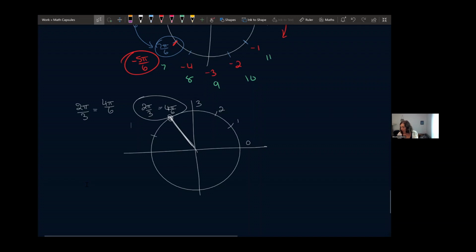So 4 pi over 6 is the same thing as 2 pi over 3, and I have located that. This is what I would suggest anytime you need to find a multiple of pi over 3 or pi over 6, just treat it as a pi over 6 question.